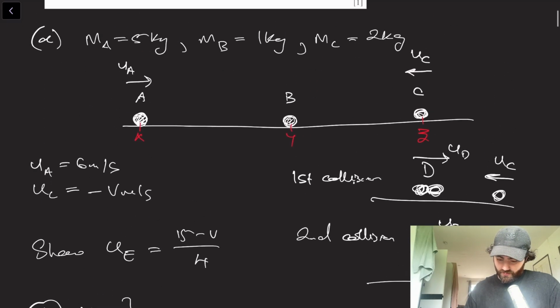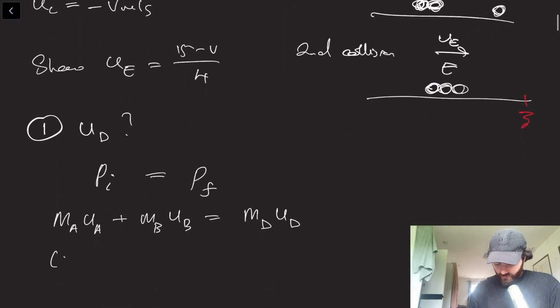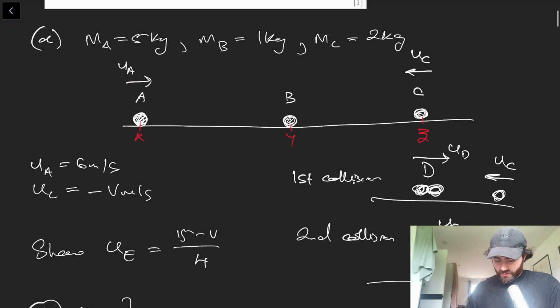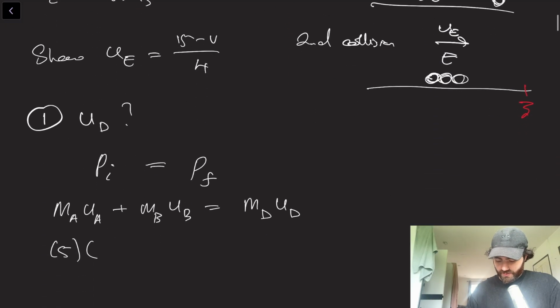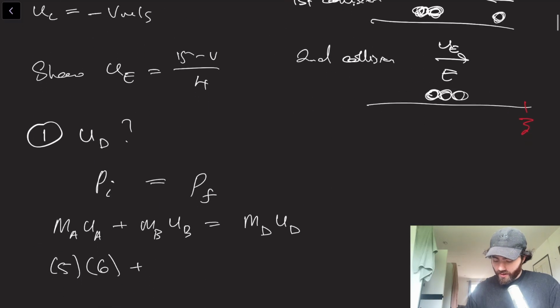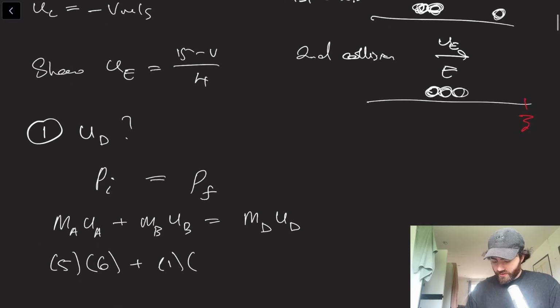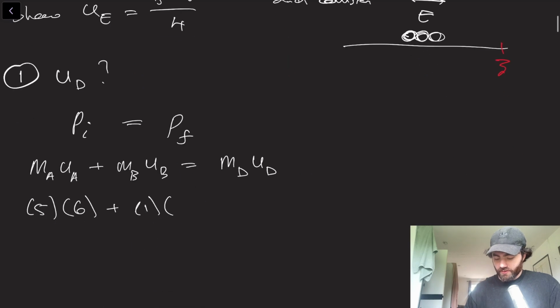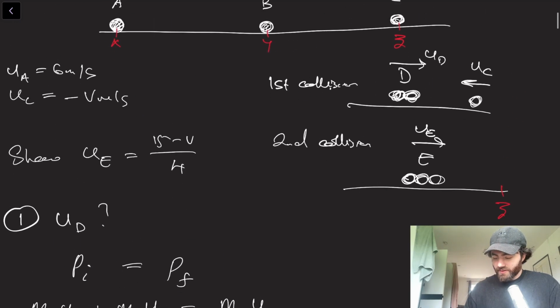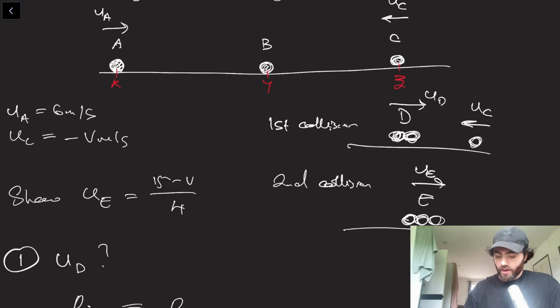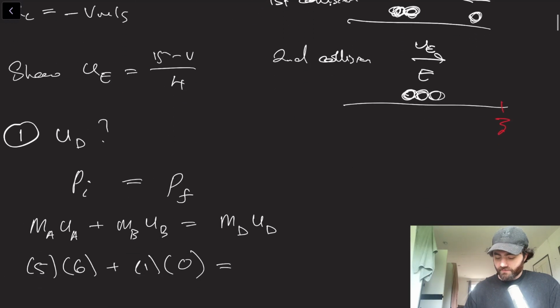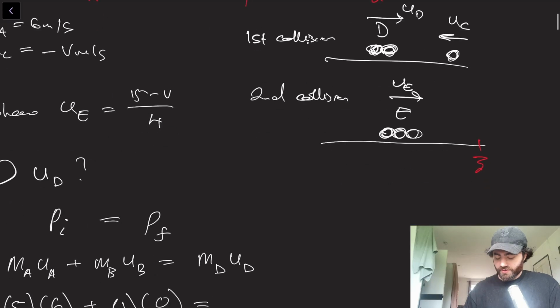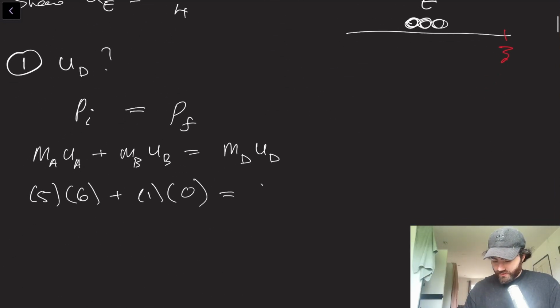The mass of A is 5 times the initial velocity of A, which is 6, plus the mass of B, which is 1, times the initial velocity of B, which is 0, equals the mass of D. The mass of D is this coalesced particle, so it would be the mass of A plus the mass of B, which is 5 plus 1, which is 6. So this would be 6 times U of D, which we're trying to find.